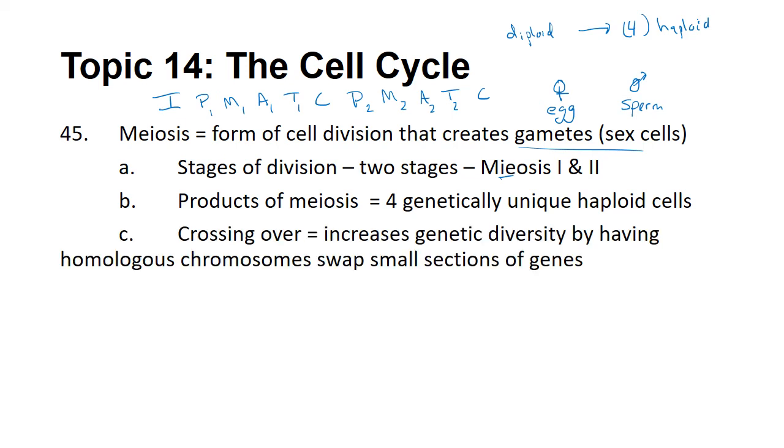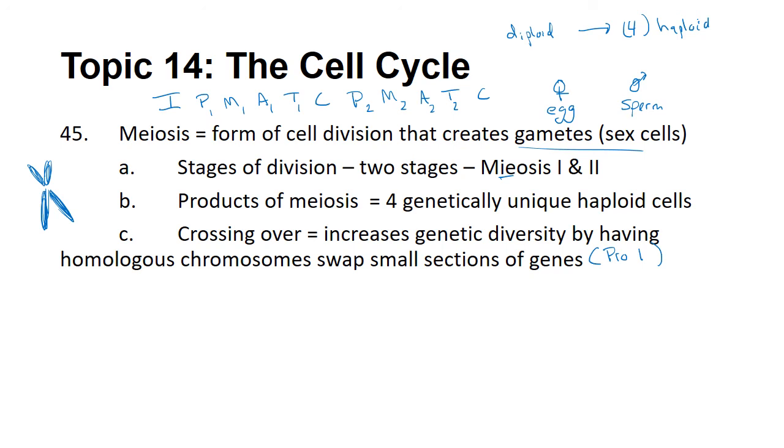C says crossing over. Crossing over is a process that increases genetic diversity by having homologous chromosomes swap small sections of genes or genetic material. I should mention that this happens during prophase 1. Okay, so it happens during meiosis 1. You guys might remember this, but our chromosomes, I'm going to try to draw this as best as I can, as quick as I can.